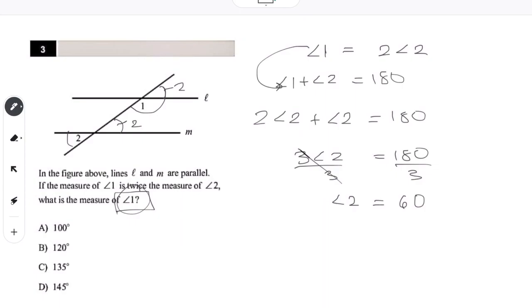Now, make sure you understand it's asking for angle 1. So angle 1 is 2 times angle 2 according to this equation. So therefore, 2 times angle 2 is equal to 120.